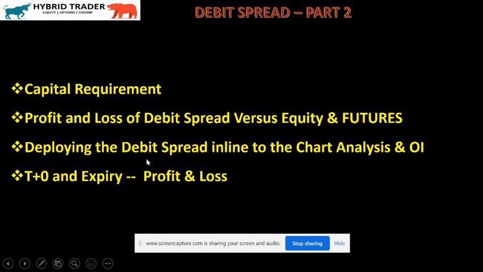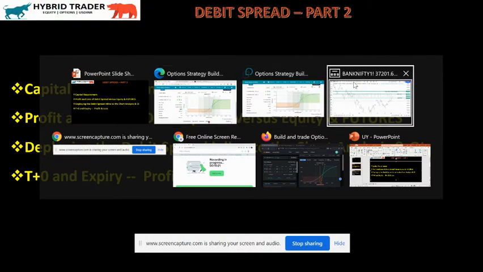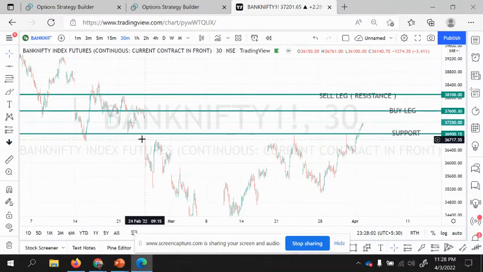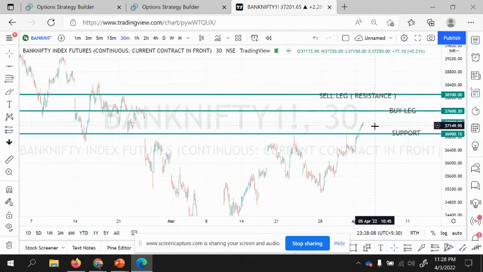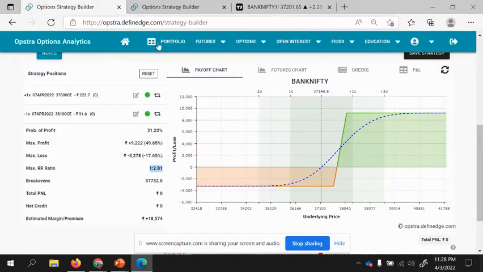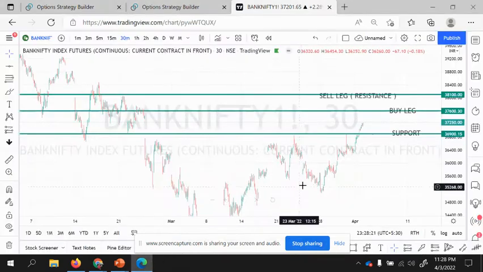Okay, so this is basic. See, rather than just going through the premiums, if you have very strong knowledge of price action, if you can start plotting the support, this would be your buy leg and this is your resistance. That would help you in selecting the right strikes and coming up with the right risk to reward. So you have almost 1 is to 3.